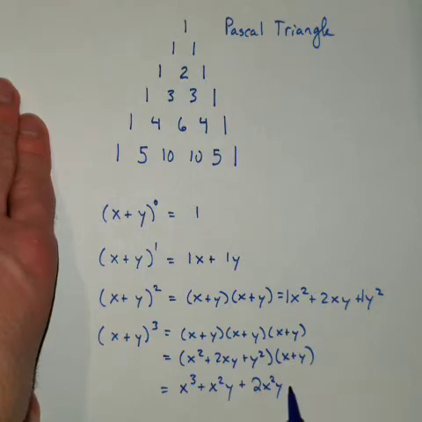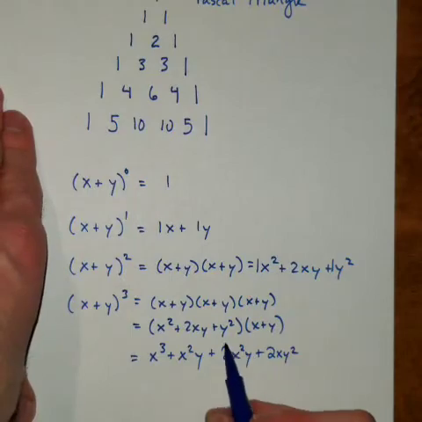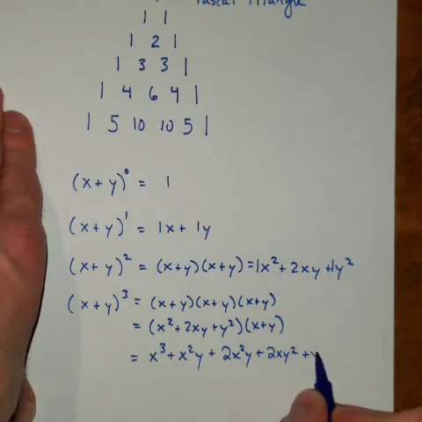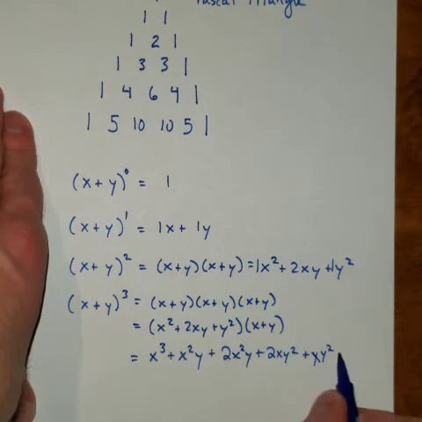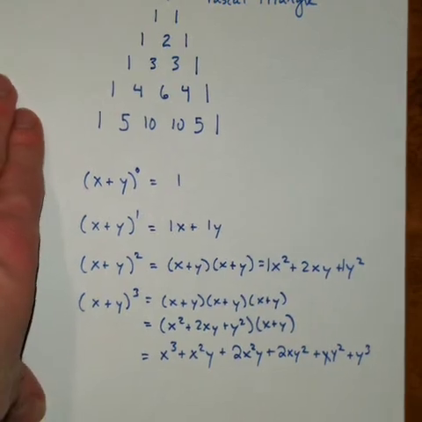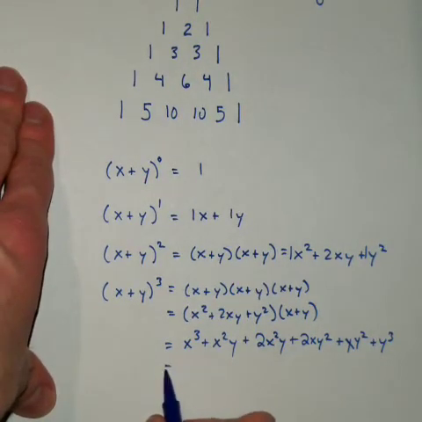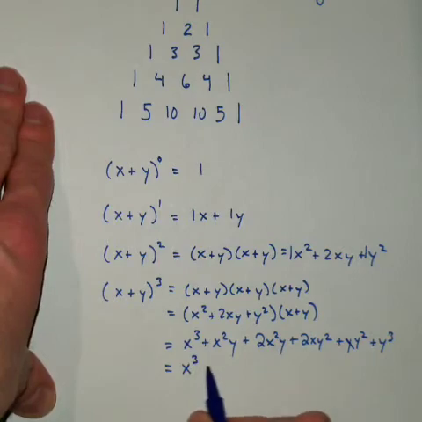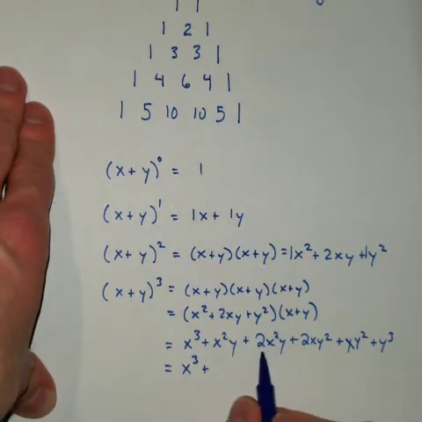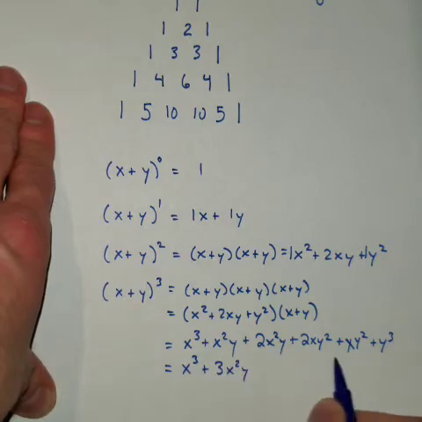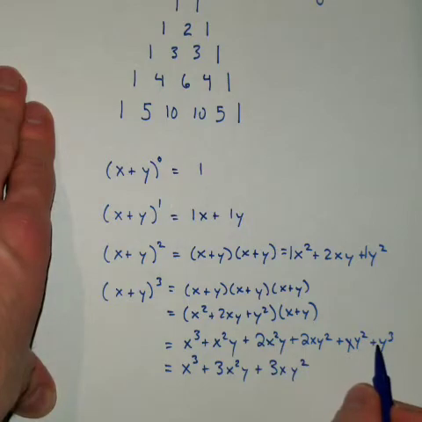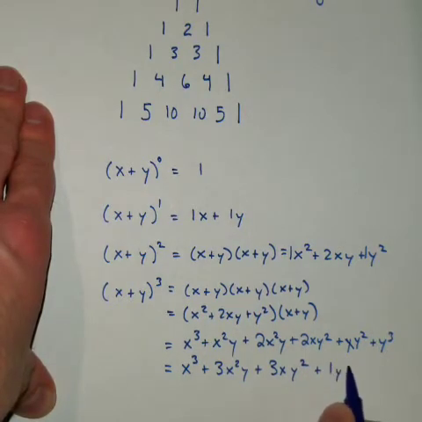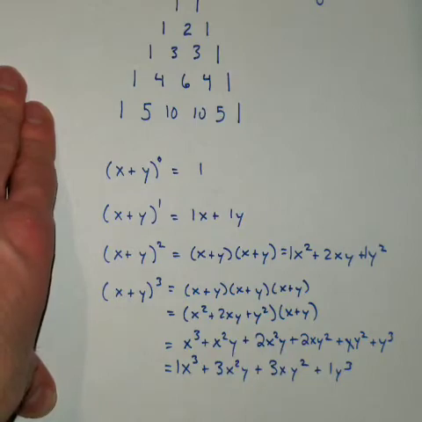And a 2xy squared. Move that around, followed by an xy squared. Oops, xy squared, and a y cubed. Okay, so that gets us all of our terms, and if I combine all my like terms, I get x cubed, I get 3x squared y's, I get 3xy squared, and I get 1y cubed, and of course that was 1x cubed.